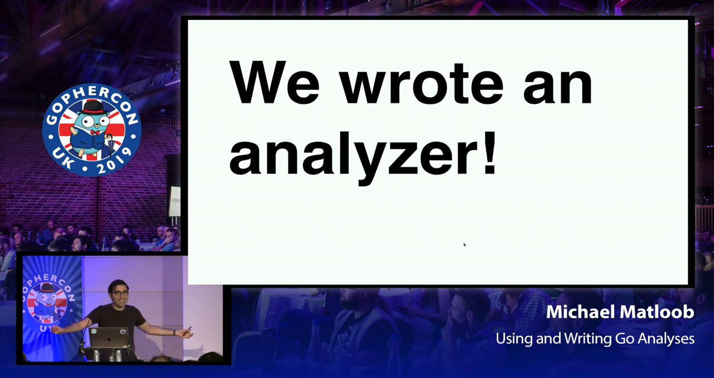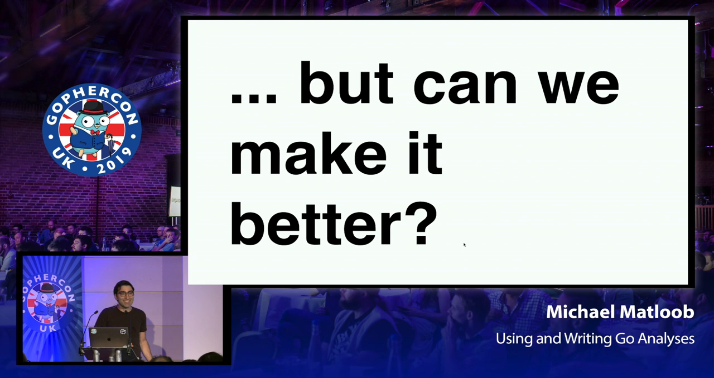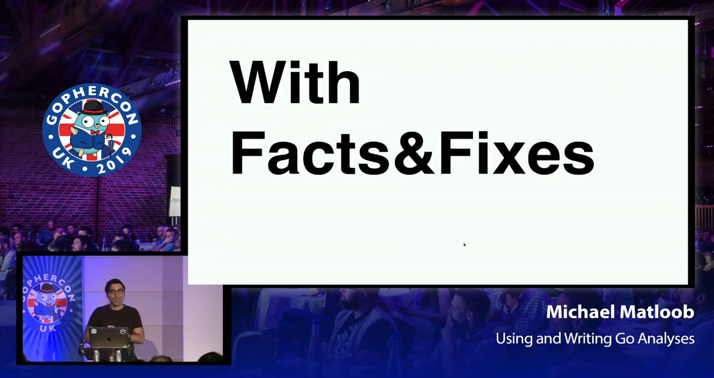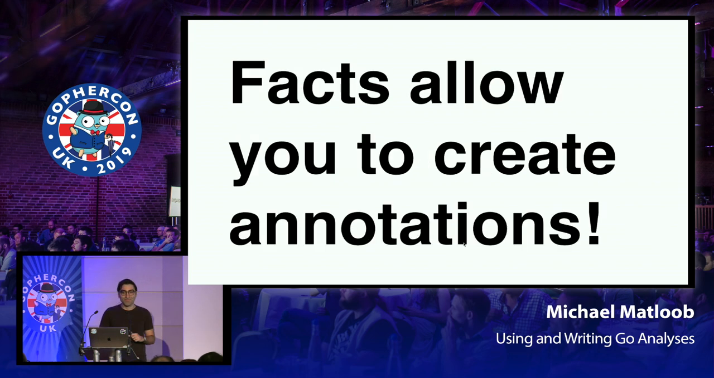So that's it. We wrote an analyzer. But can we make it better? I think we can. And I'm going to show you two things that you can use to make your analyses even better. First is facts. So facts allow you to create annotations similar to the type annotations that you saw earlier.